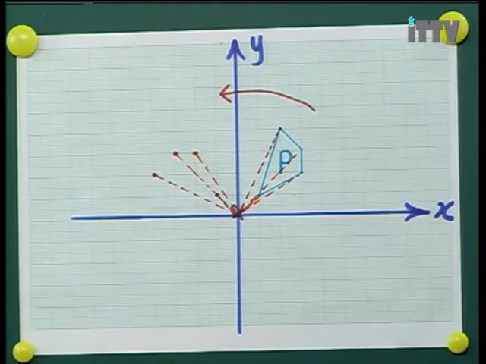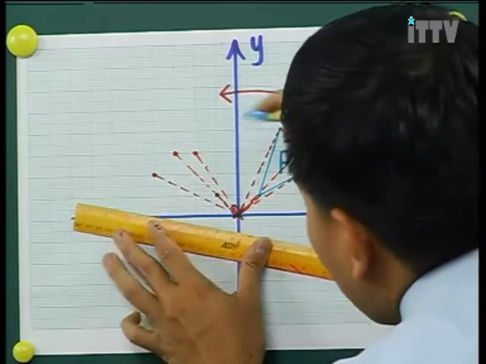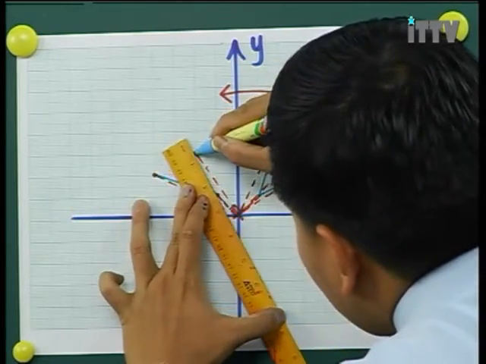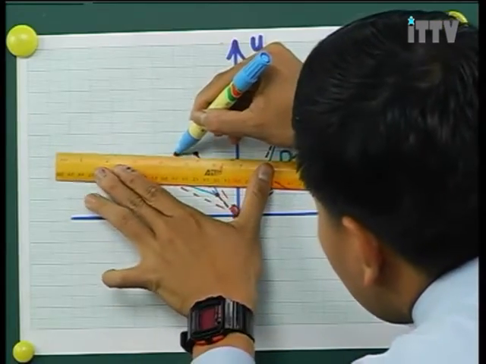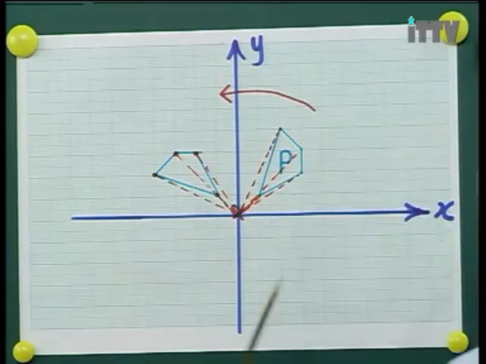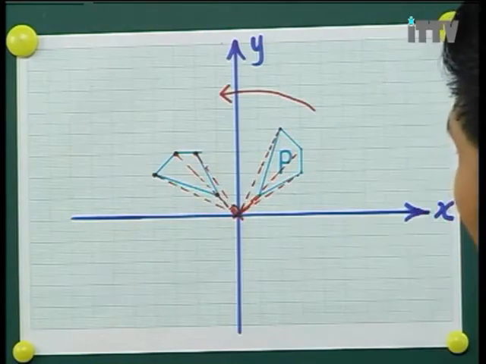Now, when you have got all the vertices, you can join them by using a ruler. Make sure you join all of them nicely. So what I will get is basically here to here, here to here, here to here, and lastly here to here. Can you see that we have rotated it anti-clockwise?